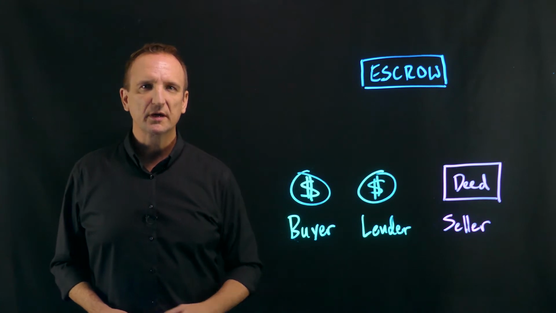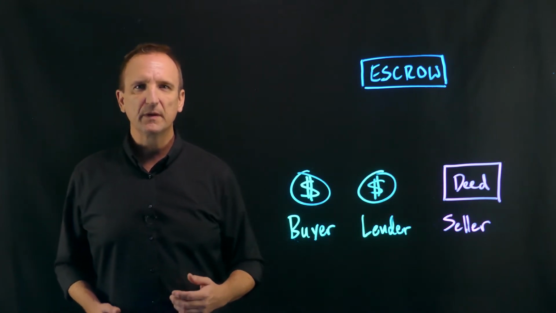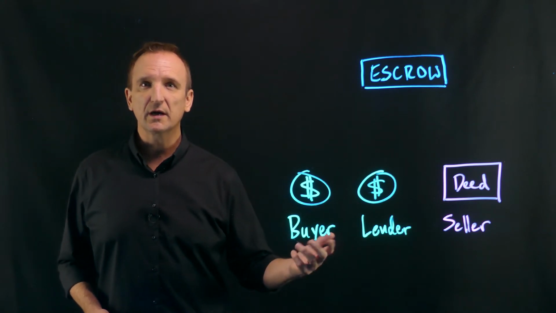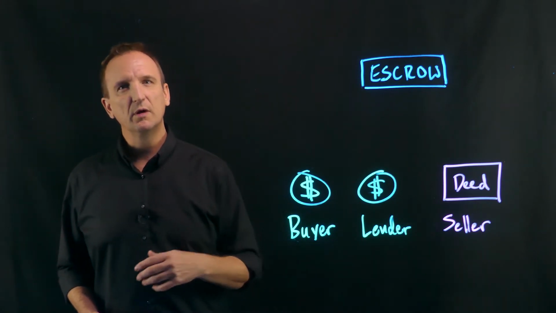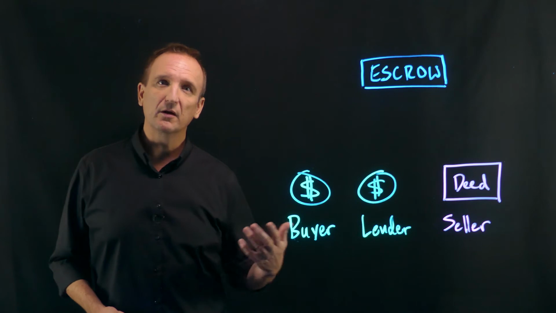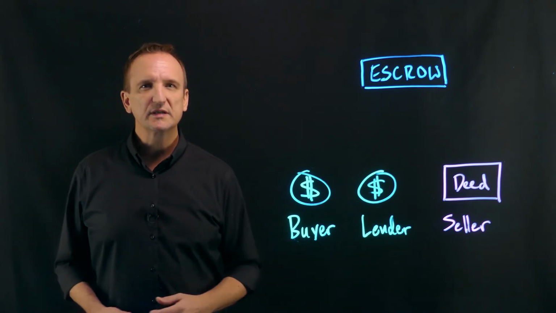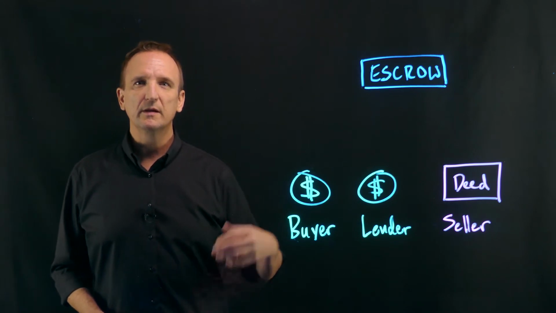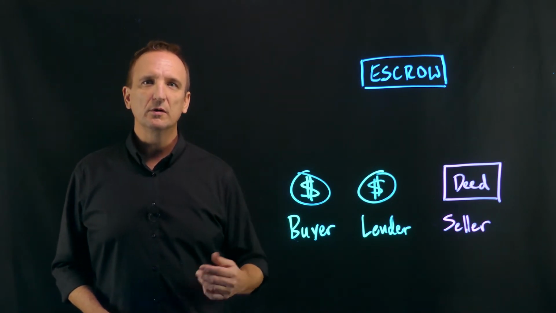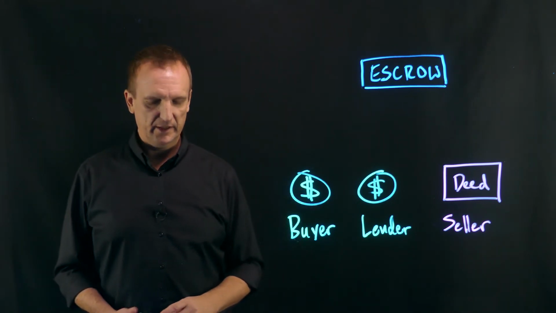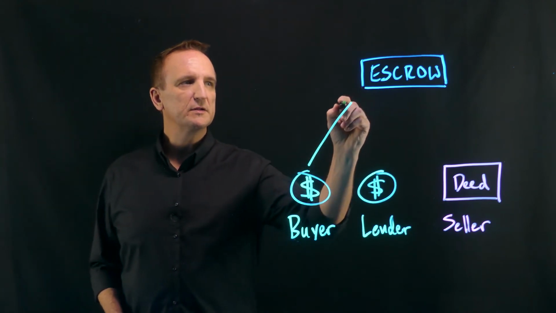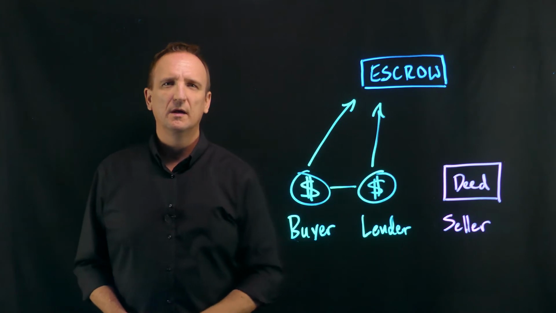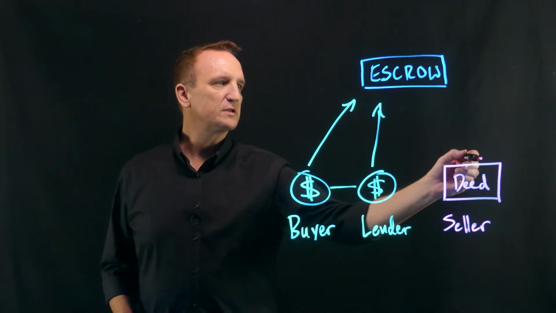with cash and a seller with a deed, and the buyer says, "Seller, give me the deed and then I'll give you my cash." And the seller would say, "No, give me your cash and then I'll give you the deed." So what happens instead is the parties involved will open an escrow account, and the escrow agency will take possession of, in this case, the buyer's funds, often the lender's funds, and the seller's deed.